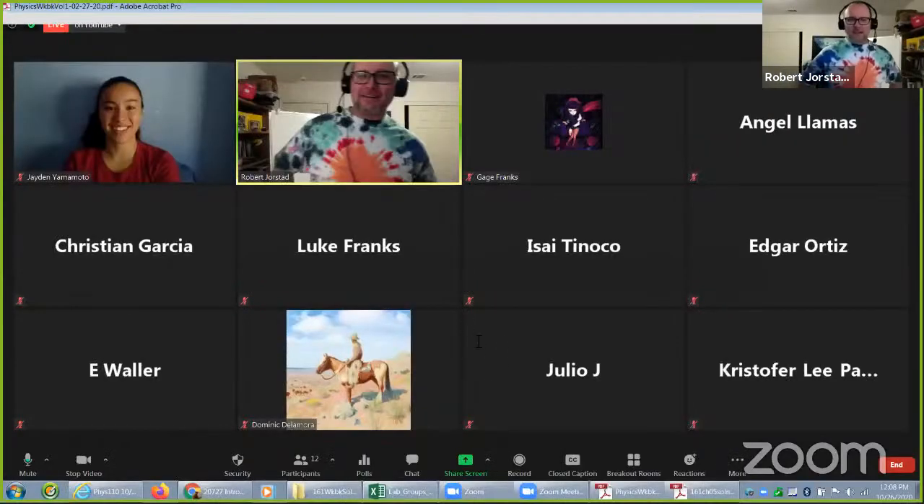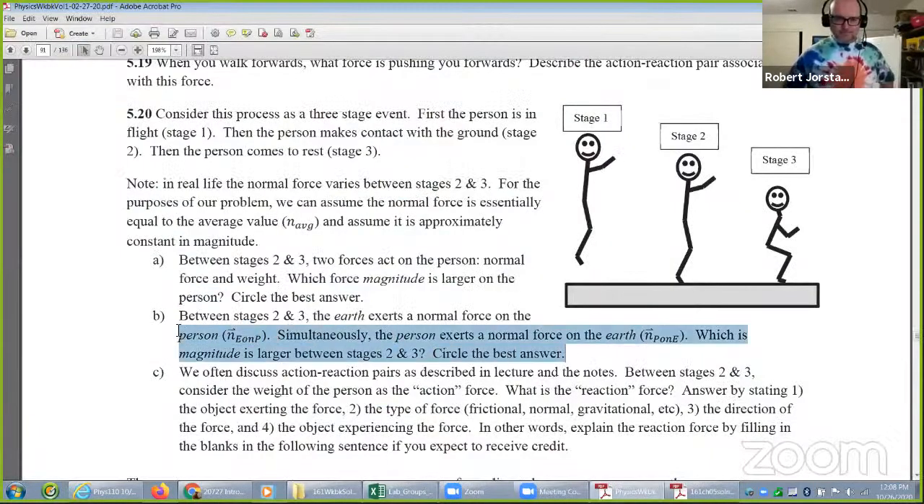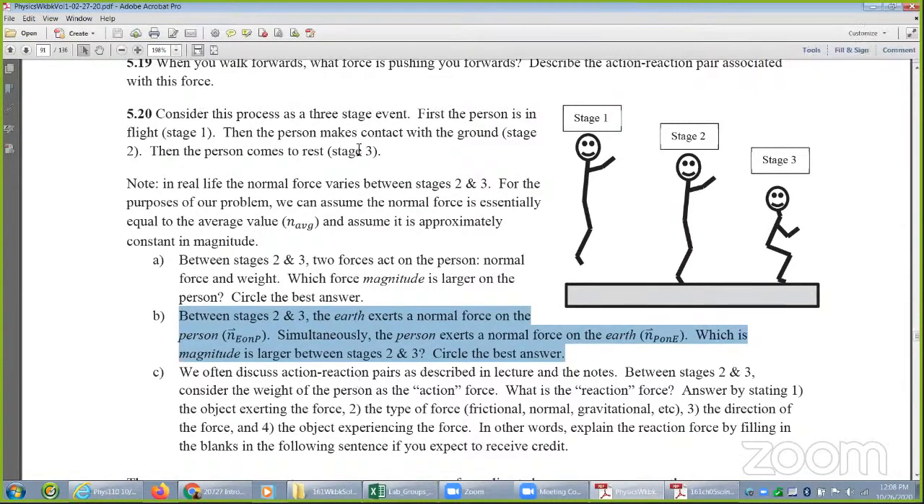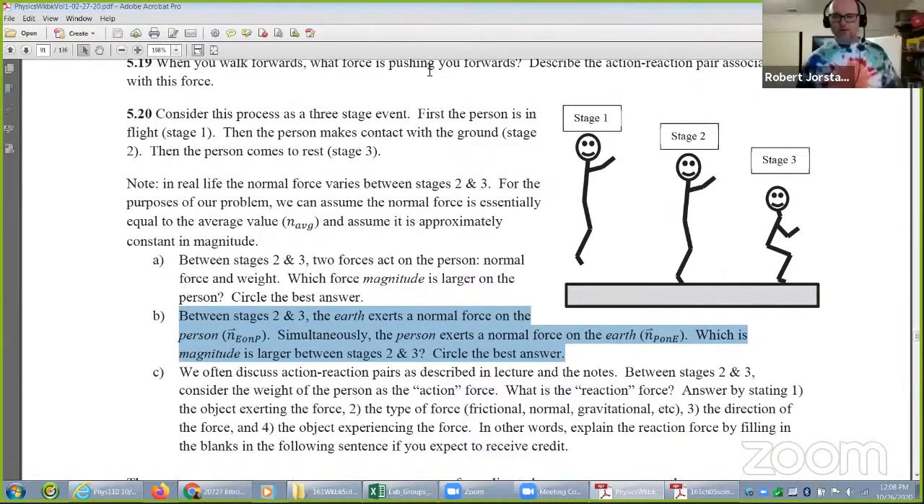Okay, let's go back. So there's that. And now let's take a look at this. On stage B, stages 2 and 3, Earth exerts normal force on person. Person exerts normal force on Earth. What type of problem is this right away? Newton's second law or Newton's third law? It's Newton's third law. What gave it away to you?